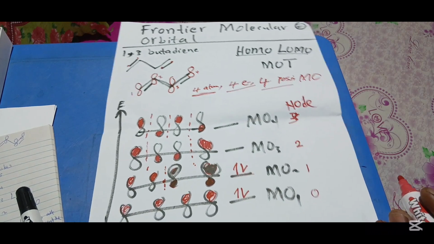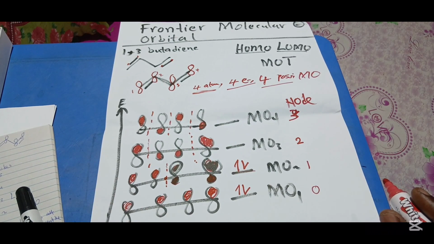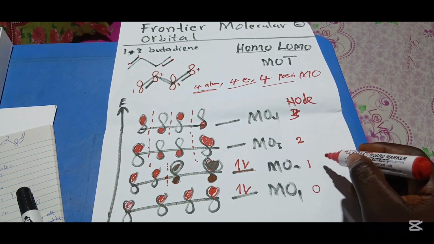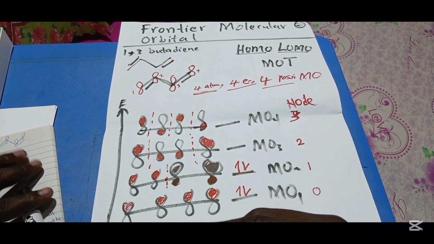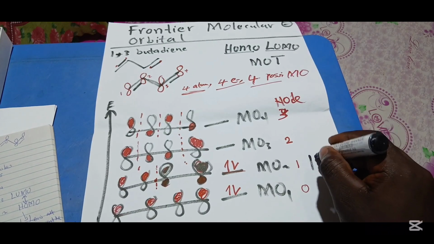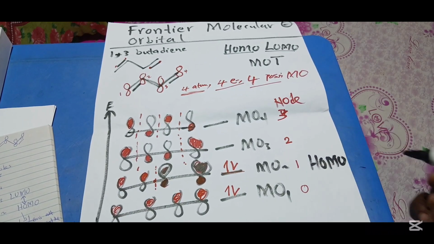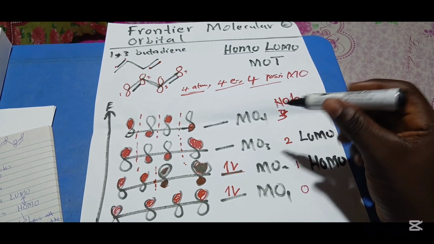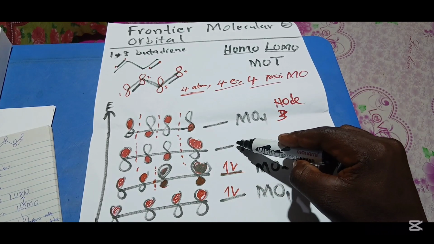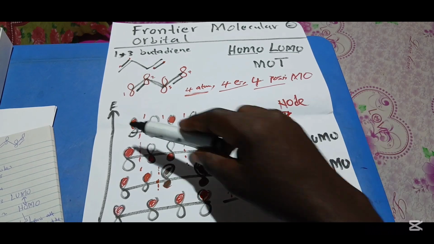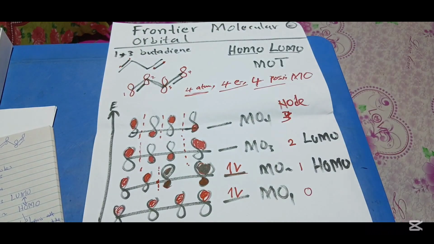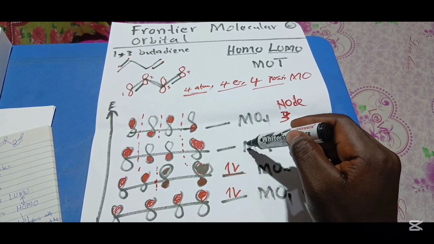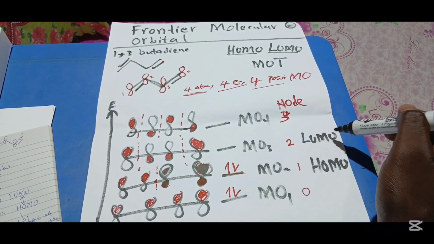Which of these orbitals is our HOMO and which is our LUMO? You will see that this is our highest occupied molecular orbital, so definitely this is going to be our HOMO, and next to that will be our LUMO, right? This is our lowest unoccupied molecular orbital. The energy diagram indicates that going up, energy increases. So we have this orbital unoccupied, this one unoccupied, but this is the lowest, so LUMO.